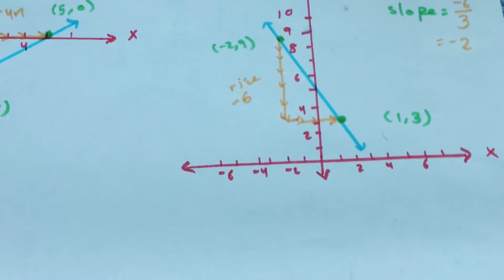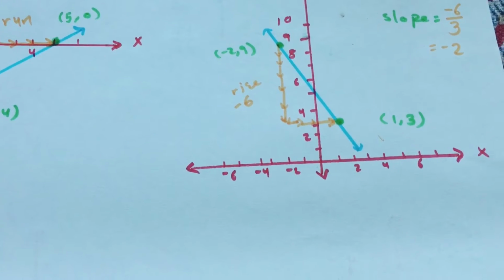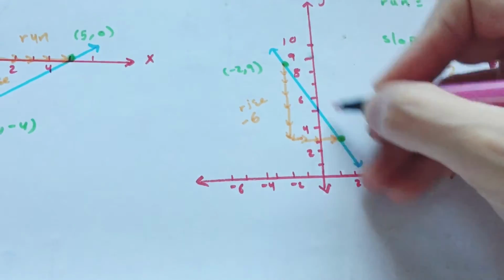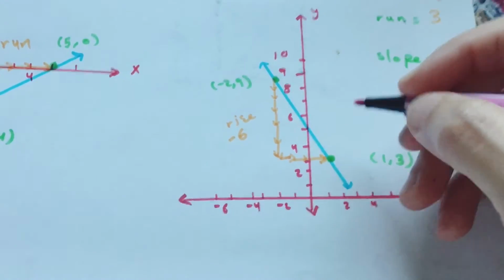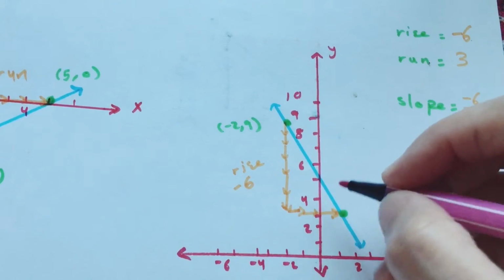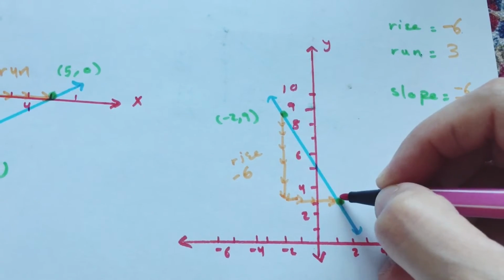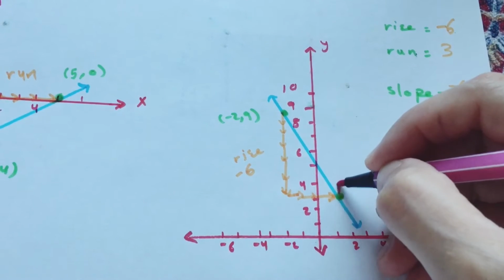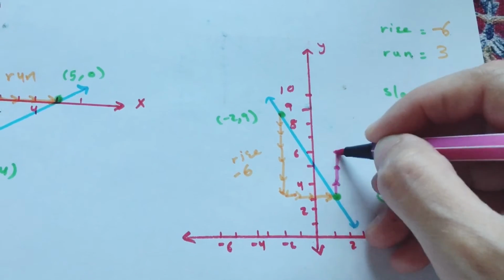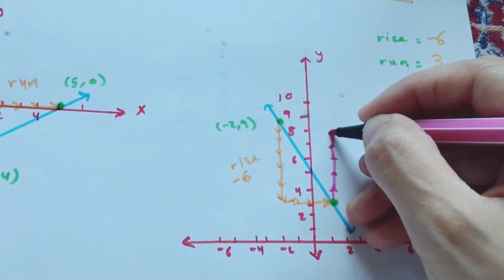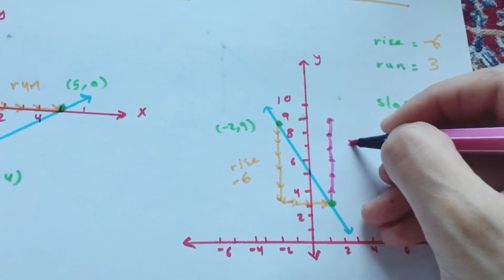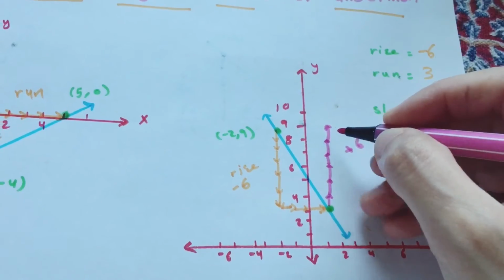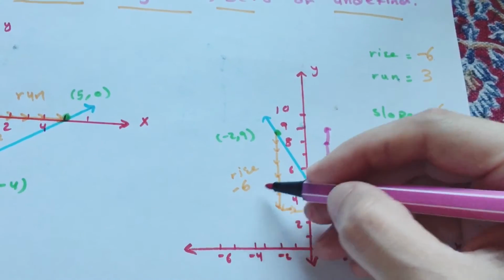What if I want to go with the other side? Somebody will tell me, okay, what if I want to go from this point to this point? Let's see if it will be the same answer or not. I'm going up from this point. 1, 2, 3, 4, 5, 6. But this time it's positive 6. Why is it positive 6? Because I went up. Here I went down, so it was negative.